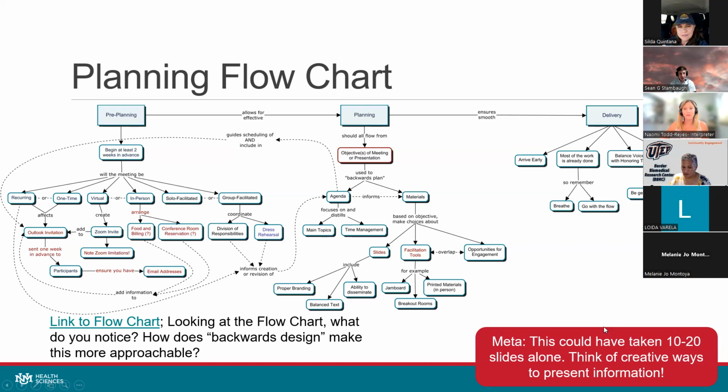I also want to mention that this is a bunch of information that if I tried to put it on slides using bullet points and pictures, it would probably take up 15 or 20 slides. And that's too many. And so I made this flowchart to condense it all down, to make it easier to see. So a part of training is thinking of creative ways to present your information.